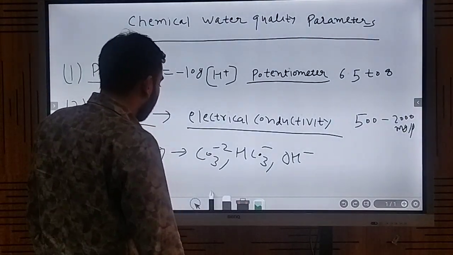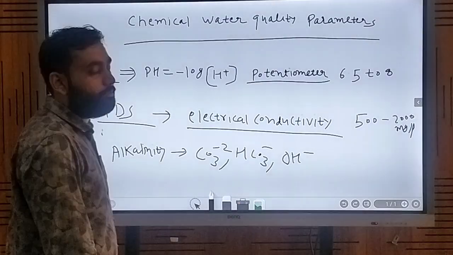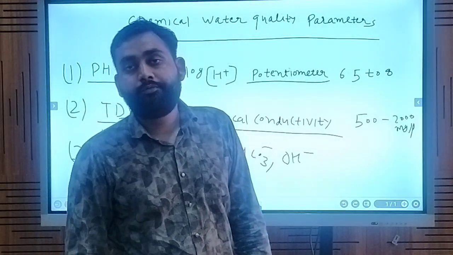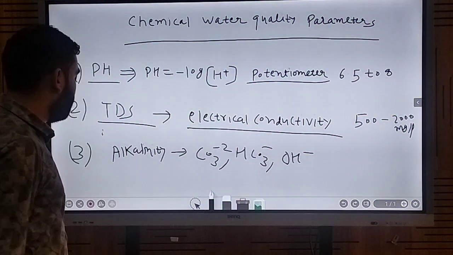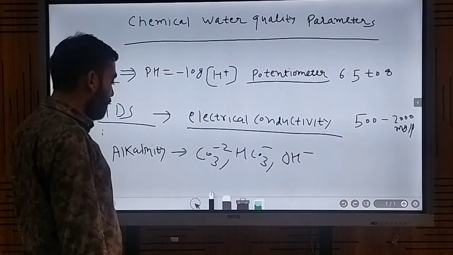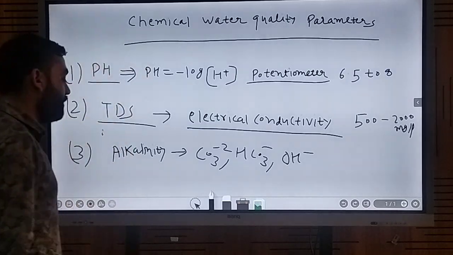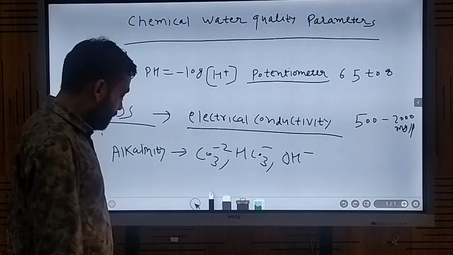If we are talking about how to measure alkalinity, we have to measure it with the help of titration. Strong acid is used as a titrant, so alkalinity is determined from titration.